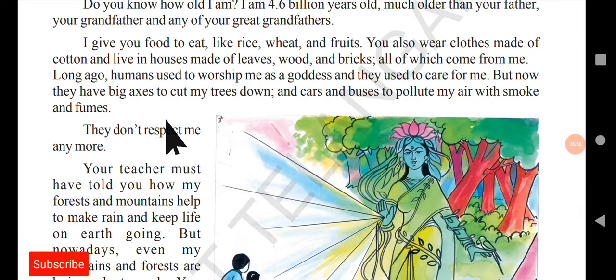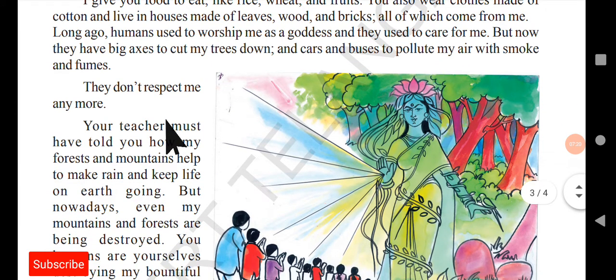They are bringing big axes and cutting my trees down, and also they are polluting all my air with so much smoke and fumes. Fumes, in the sense, thick clouds of smoke, are called fumes. So Earth is telling here that all the people are cutting my trees, all the people are polluting my air, and they don't respect me anymore. See the serious, sad tone of the Earth here. Earth is telling that all the human generations are not at all respecting me now.